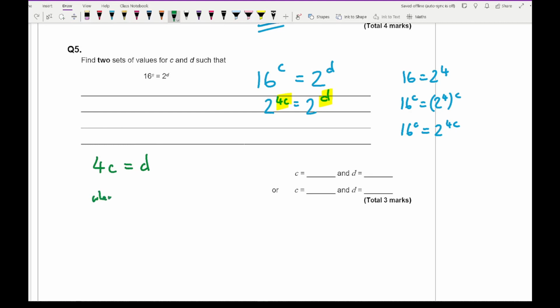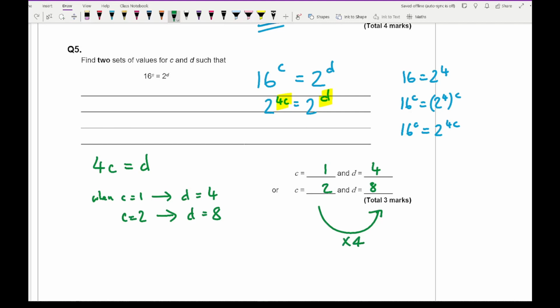So when C equals 1, D is going to equal 4 times 1, which is 4. When C equals 2, D is going to equal 4 times 2, which is 8. And again, you can pick any number. So I'm just going to go for 1 and 4 and 2 and 8. You could pick absolutely any number as long as whatever C is, you multiply it by 4 to give you D.